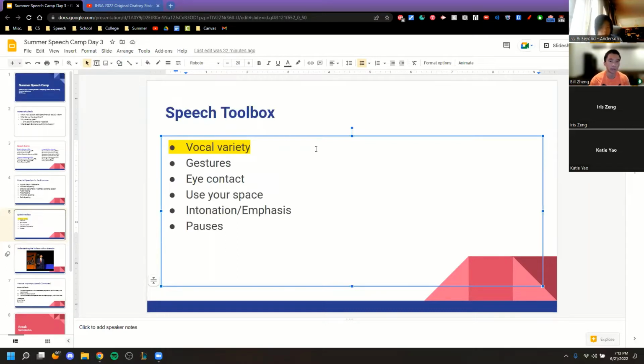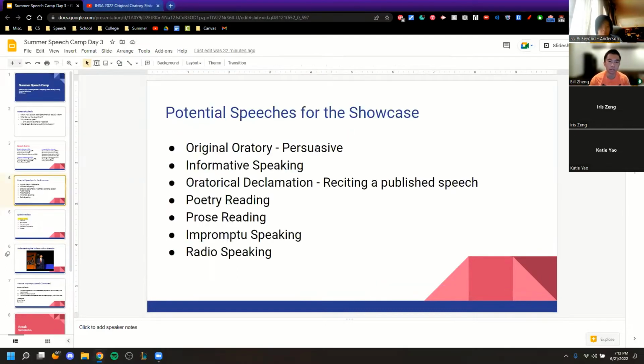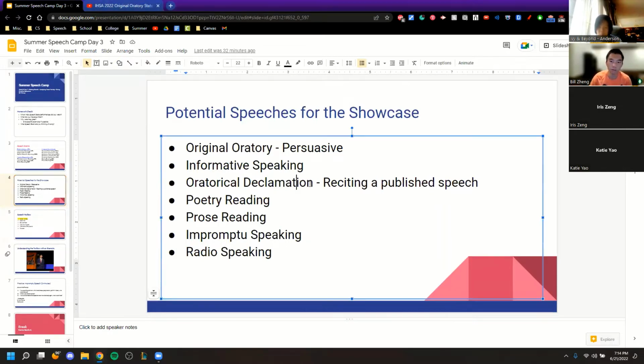Katie wants to write her own, so that would be original oratory or informative. Audrey is willing to do radio, oratorical, declamation, or prose. So we're not sure yet.